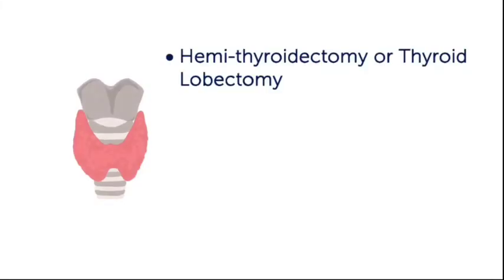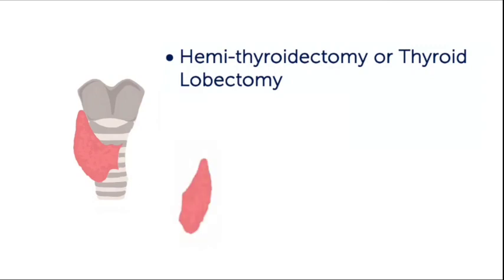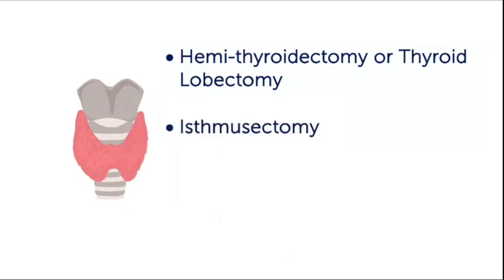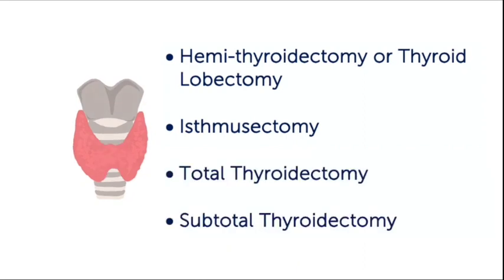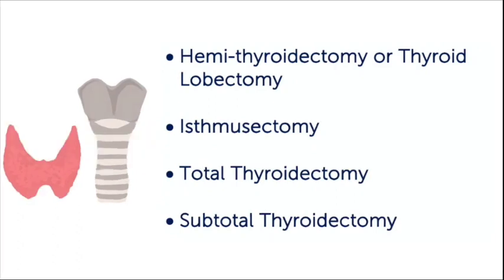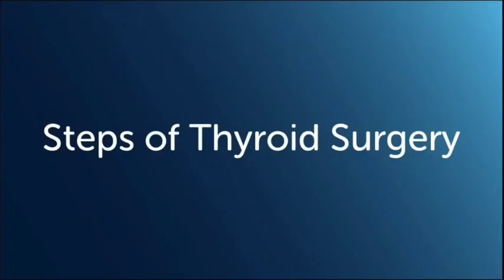Hemithyroidectomy, or thyroid lobectomy, means that only half of the thyroid is being removed. Isthmusectomy refers to the removal of the small middle portion of the thyroid gland and may be done alone or along with a thyroid lobectomy. Total thyroidectomy means that the entire thyroid gland is being removed. Subtotal thyroidectomy means that most but not all of the thyroid is being removed.